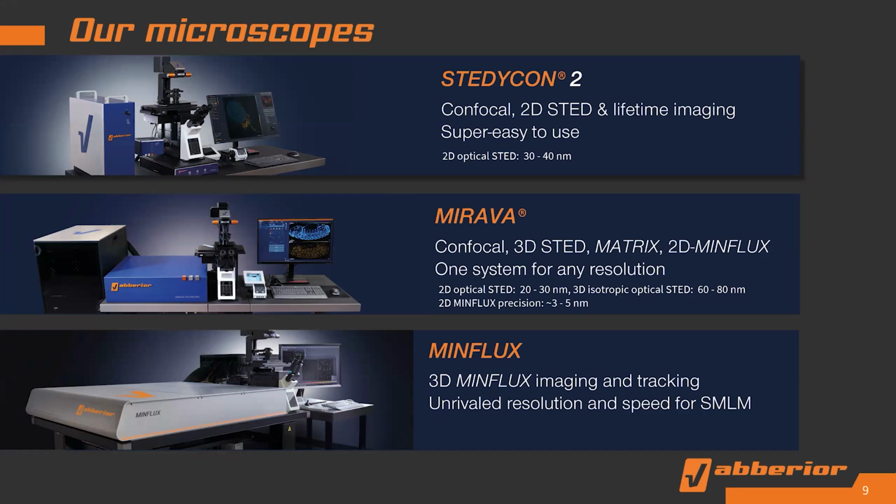While on the Mirava, we have a simple 2D single color MINFLUX module. The localization precision is 3 to 5 nanometer. And today we're going to talk about the giant big MINFLUX and do the demo. On that big MINFLUX, the 2D localization precision is 1 to 3 nanometer. 3D localization precision is 3 to 5 nanometer. And we can do single molecule tracking in live cell, 100 microsecond per data point. This is very, very fast.